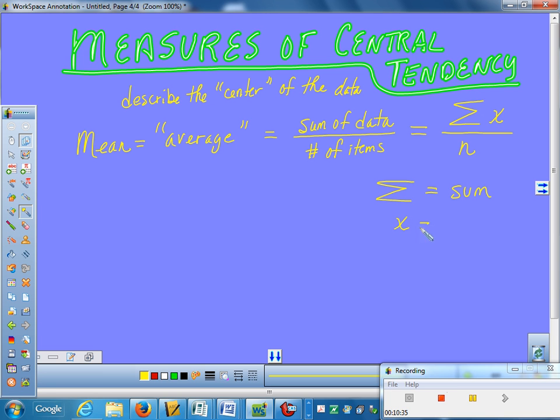X always represents your data. When they write X, that means put the data in. Each piece of data. And then N is always the number of items you have. How many pieces of data? You have 10 sets of numbers, 10 numbers, 50 numbers, whatever. So if you learn to read the symbols, it's no big deal.